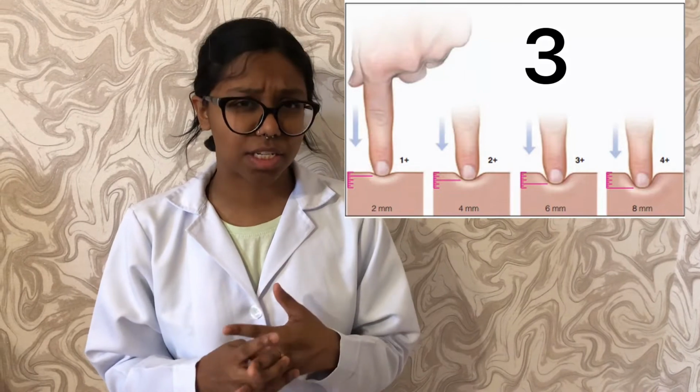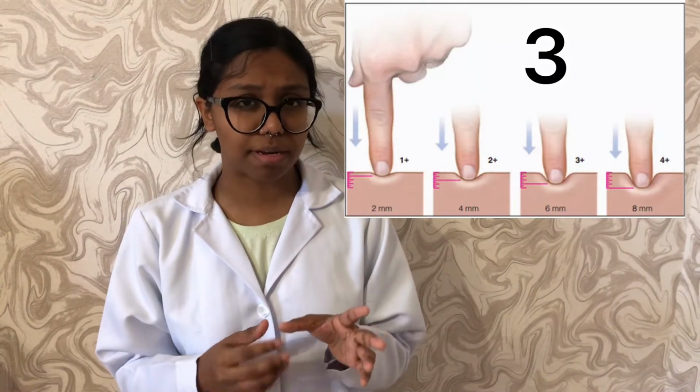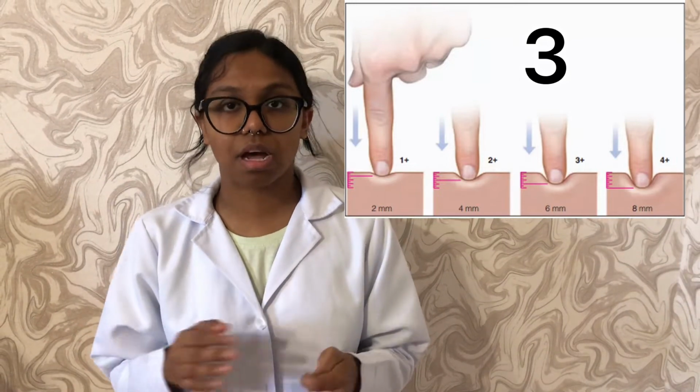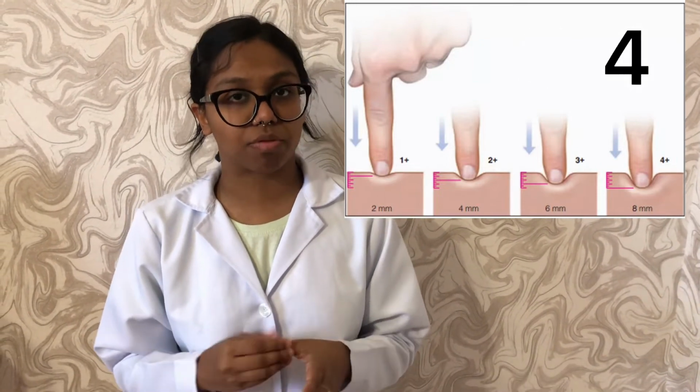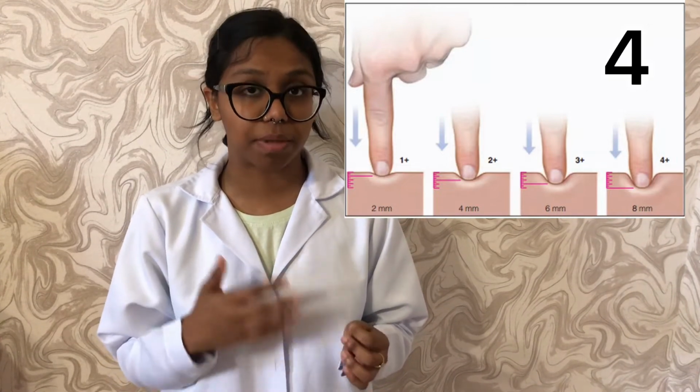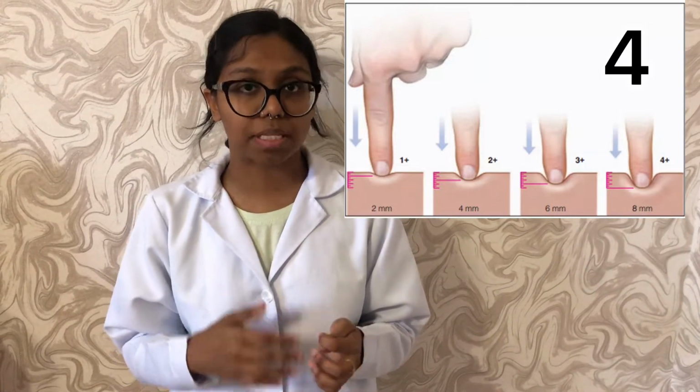For the third stage, the depression is 6 millimeters deep and the rebound time is up to 15 seconds. For the fourth stage or the final stage of the pitting edema, the depth of depression that is made is 8 millimeters and the rebound time is more than 15 seconds. Now I'll show a demonstration of a patient with the first stage of a pitting edema.